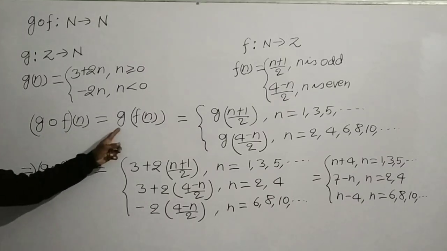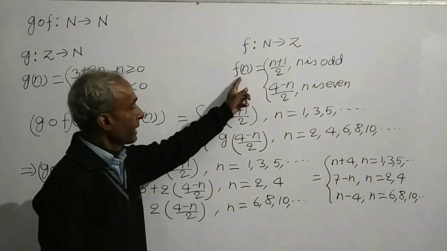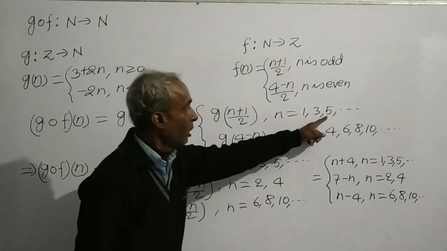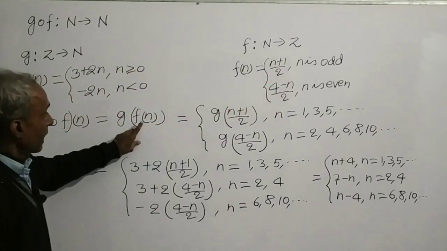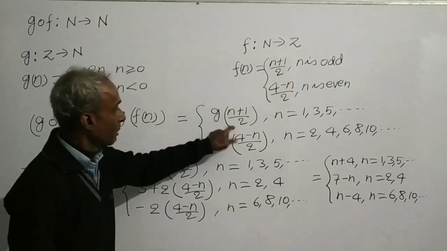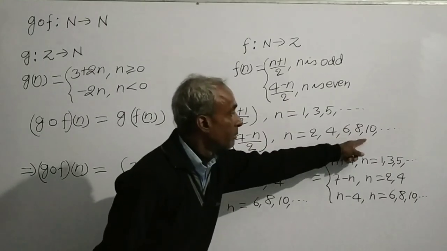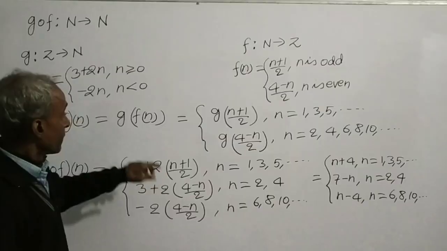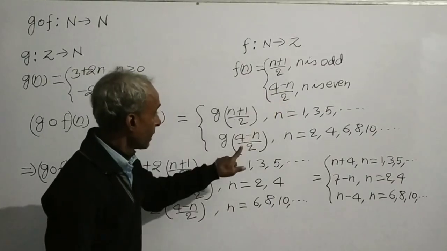(g∘f)(n) means g(f(n)), but f(n) is (n+1)/2 when n is odd. Therefore, in place of f(n), we write (n+1)/2. When n is even, then f(n) is (4-n)/2. Therefore, in place of f(n), we write (4-n)/2.